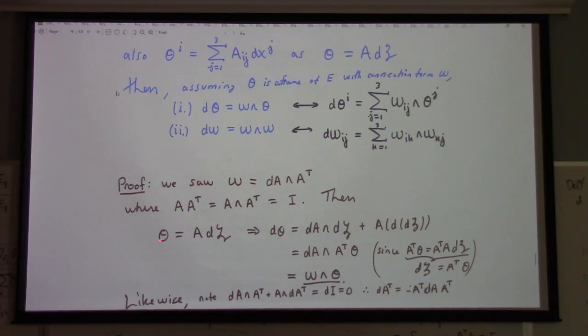On the other hand, I also know that theta is A d zeta. So d theta is the exterior derivative of this, which is going to give me dA wedge d zeta plus A d zeta. But of course we know that d squared is 0, so that's gone. On the flip side, we also know that A transpose times theta is equal to A transpose A d zeta, which is to say that d zeta is A transpose theta. But wait a minute, dA wedge A transpose is omega. So d theta equals omega wedge theta. Oh, there you go. That's it.